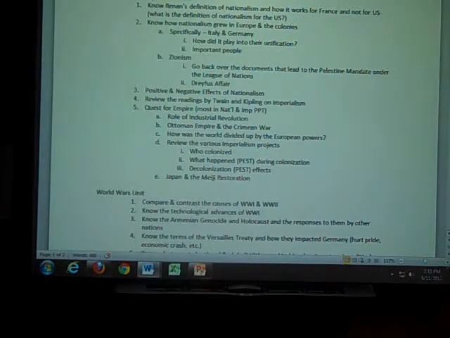So the Dreyfus affair would show up in the nationalism PowerPoint, in the Zionism section of it. What other questions do you have about multiple choice? How many? Wait, you said 75, right? I say between 50 and 75. I kind of think it's 50, but it might be 75. 50 is an even number.